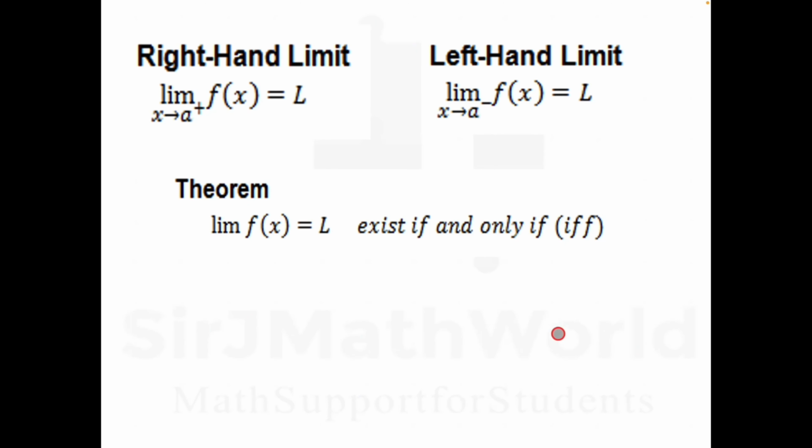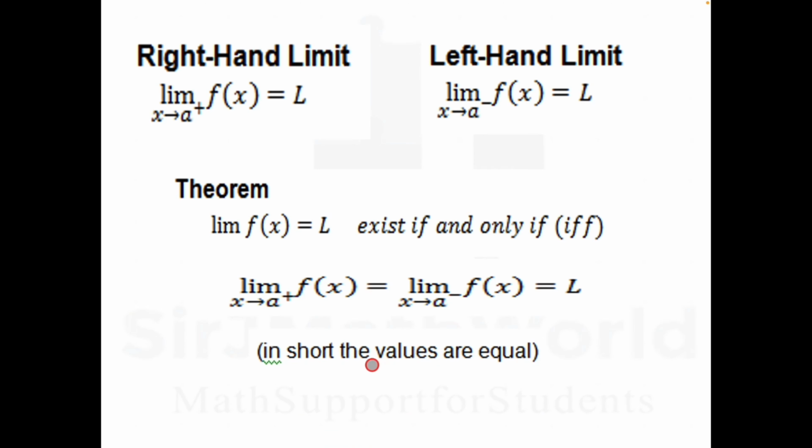So we have here the theorem. So the theorem that meron tayo dito is the limit of the function of x is equal to L exists if and only if the limit of the function of x as x approaches a positive is equal to the limit of the function of x as x approaches a negative, or ito yung isa galing sa kanan, ito yung isa galing sa kaliwa, is equal to L, or in short, the values are equal.